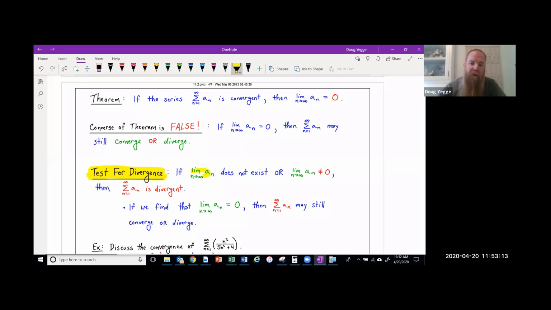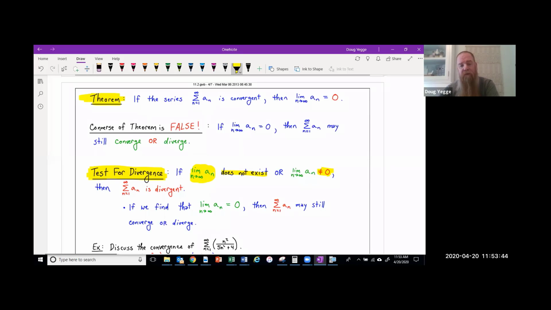If you look at the limit of the sequence and it either doesn't exist or it doesn't equal 0, then the series is absolutely divergent. So let me say that again. If you try the limit of the sequence and it doesn't go to 0, then the series is automatically going to diverge. And that's basically kind of obvious from this theorem up here.